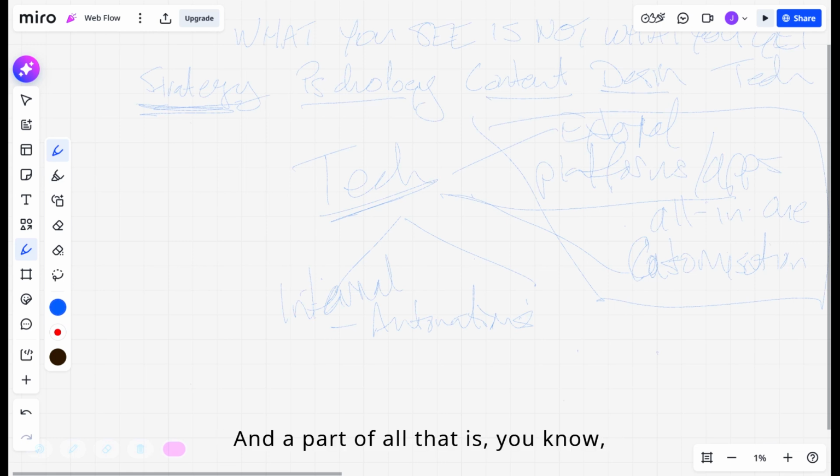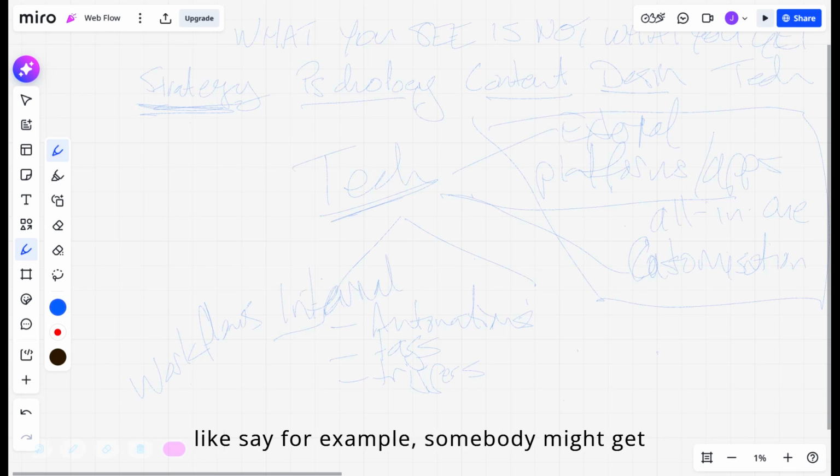A part of all that is being able to tag, and the triggers. So what's going to trigger an automation, and tagging a particular action so that you know who's done what and when. There's also workflows, and workflows is really building out: if somebody does this, then do that. If somebody does that, then do this.